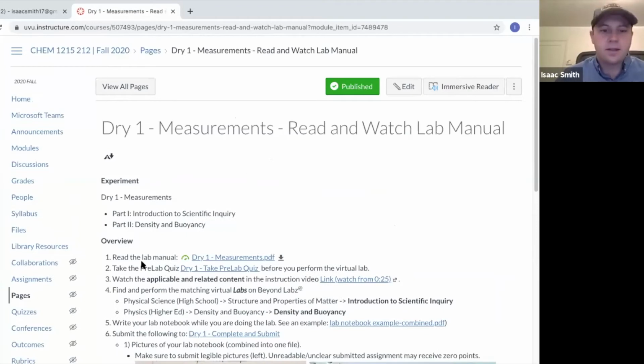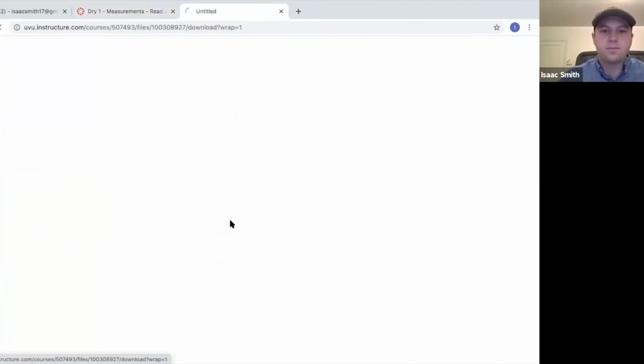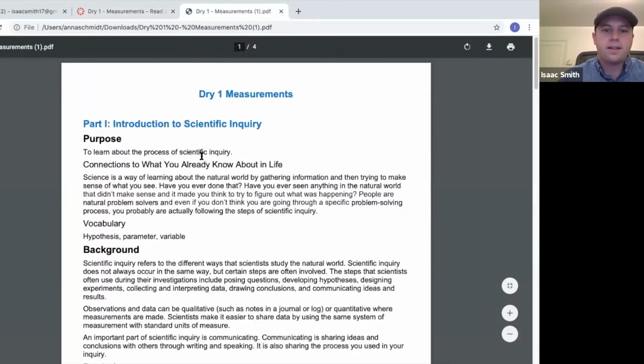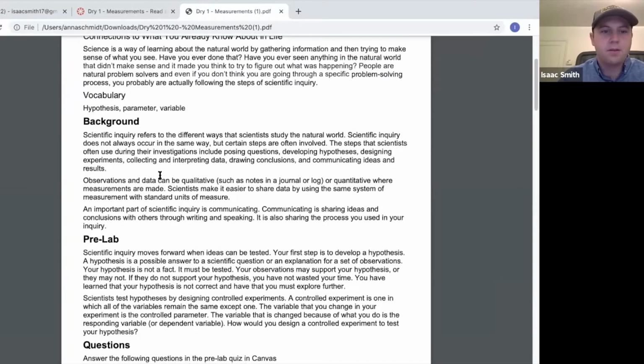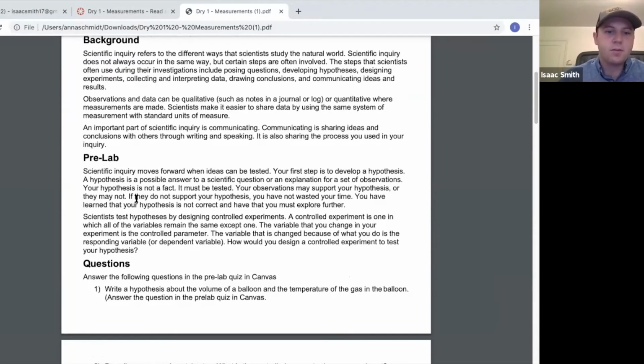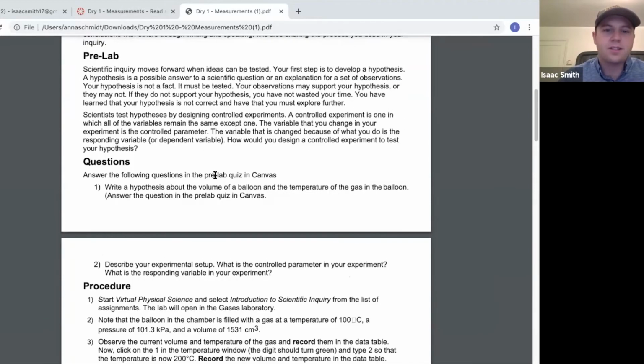Okay, so for every lab, you're going to come in, you're going to read the lab manual. So if you click on this, you can download the PDF. And this basically is step-by-step what you need to do for everything. It gives you a background about the lab, gives you some information on pre-lab, and the questions that you'll be answering in the pre-lab quiz on Canvas. So you're welcome to work on these. You don't have to only work on them when you open the quiz. You can answer these questions first, then go in, take the pre-lab quiz, and just put your answers into the quiz.